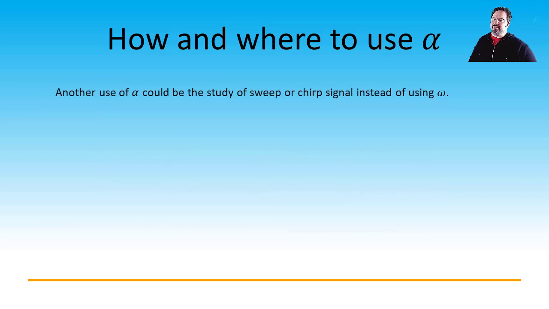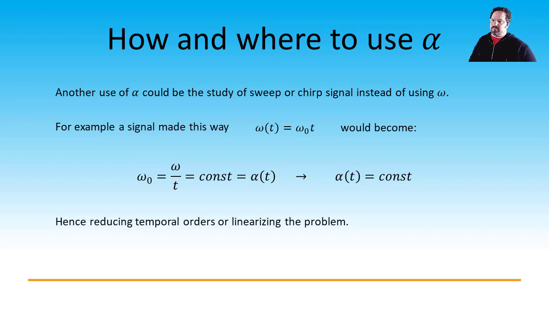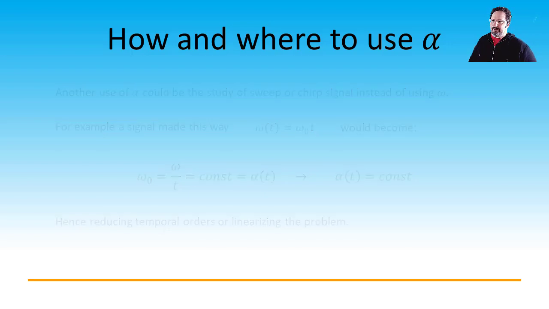Another use of alpha could be the study of sweep or chirp signals instead of using omega. For example, a signal made this way, omega of t equals omega 0 t, that is to say, linearly increasing frequency, would become omega 0 equal to omega over t, equal to a constant, equal to alpha of t, that is to say, alpha of t is constant. Hence, reducing temporal orders or linearizing the problem. I mean, instead of linearly increasing frequency, we take the derivative and consider alpha, or rapidity, as constant.